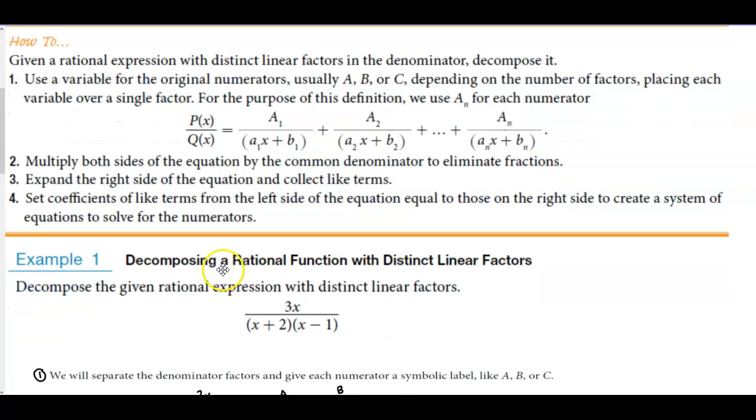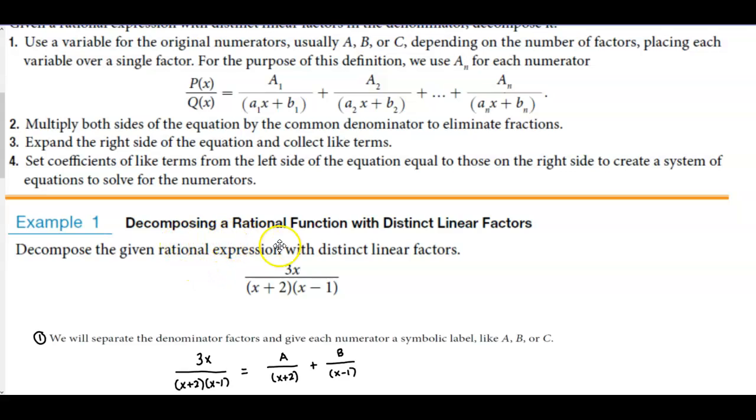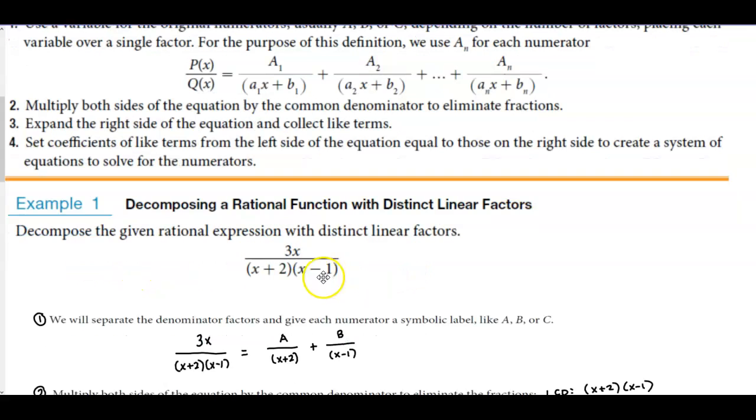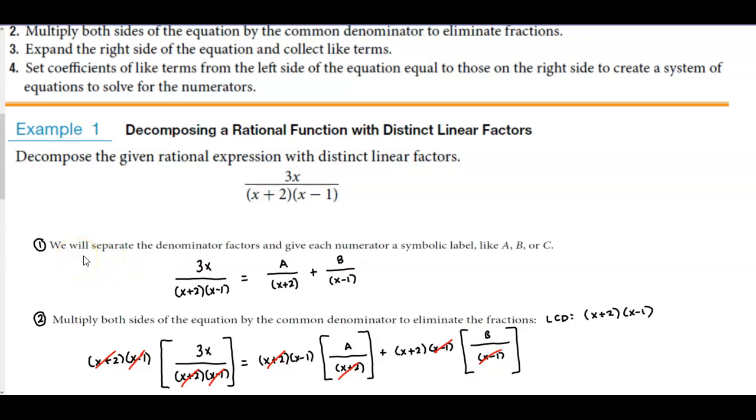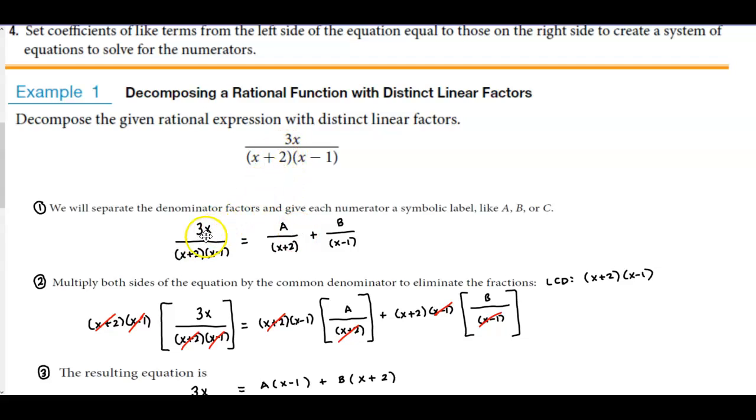So for example number 1, we're going to be decomposing a rational function with distinct linear factors. Decompose the given rational expression with the distinct linear factors. So we have 3x divided by x plus 2 times x minus 1. The first step is to separate the denominator factors and give each numerator a symbol like A, B, or C. So our expression, 3x over x plus 2 times x minus 1, can now be written as A over x plus 2 plus B over x minus 1.